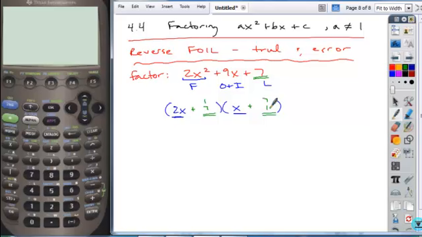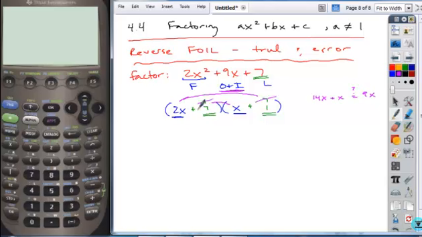That's the only combination. So using trial and error here, we only need to test two variations in order to find our solution. So let's test the first one. When we test it, we're testing using the FOIL method. Well, we already have our first and our last. All we need to worry about is the outer plus the inner terms. So what's 2x times 7? 14x, and then 1 times x plus x. Does this equal 9x? No, so we can eliminate that one.